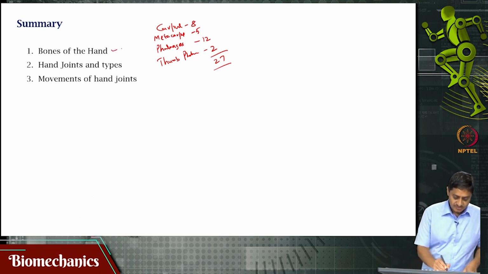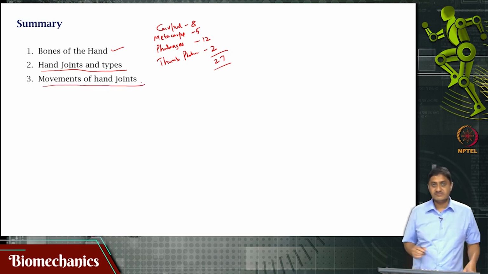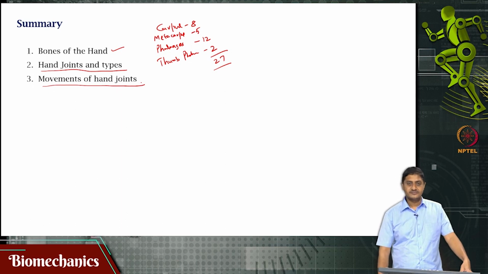So, we saw the bones of the hand, the joints of the hand and the types of these joints and the movements that happen within these joints of the hand.